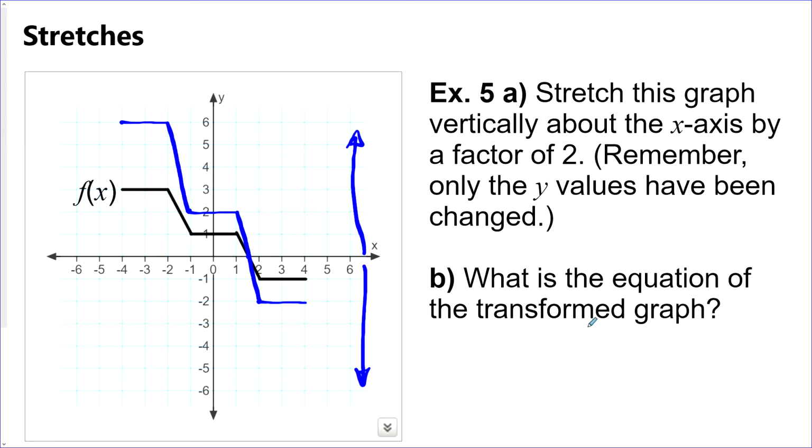What is the equation of the transformed graph? Well, we don't have this equation in terms of x's, we just have it in terms of f of x in its function notation. So all I can say is that the new one is y is equal to 2 times f of x. And that would be because it was vertical. We're working outside the function.